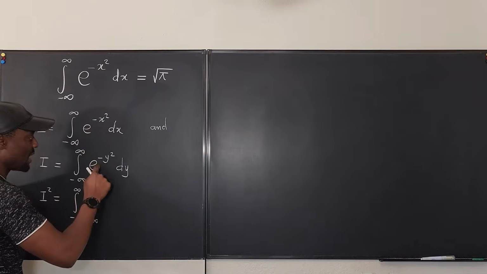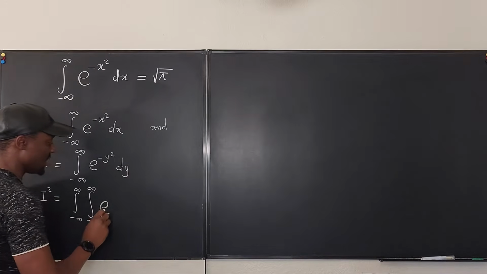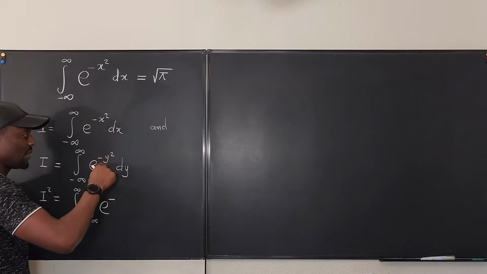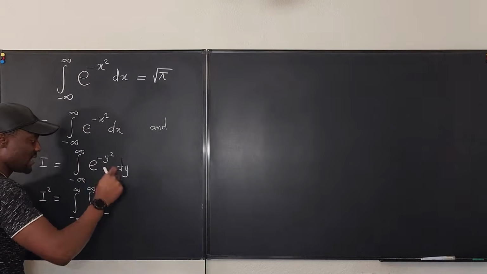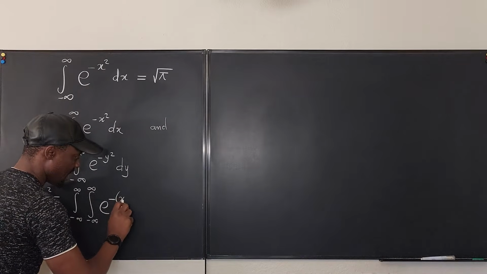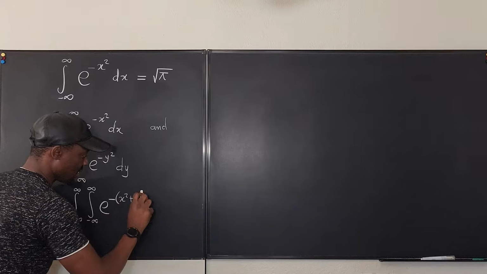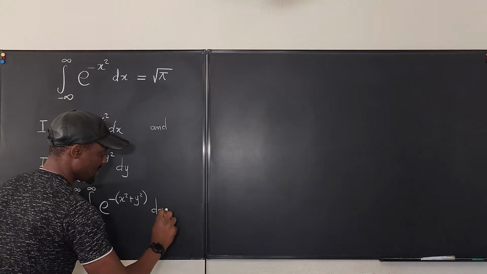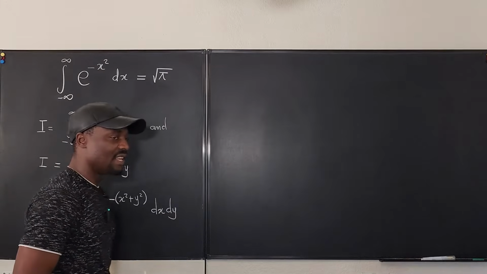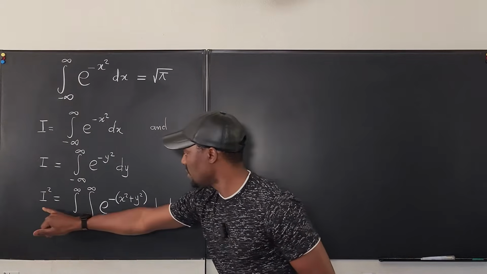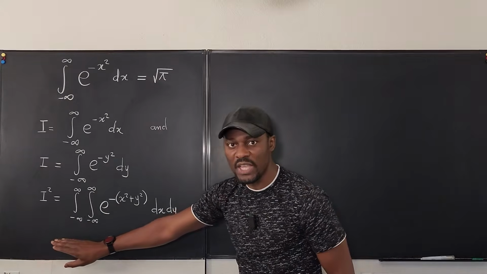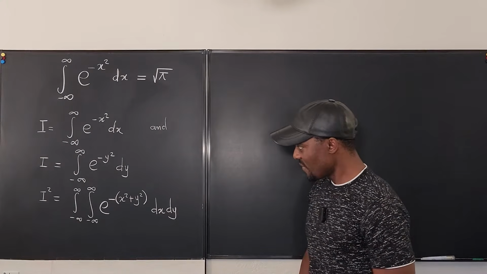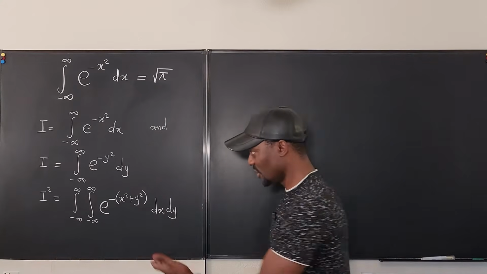Then I'm going to multiply the two functions inside, which is e to the negative. If I have this plus this, negative this plus negative this is going to be negative x squared plus y squared. And it looks like I'm multiplying these two, so it's going to be dx dy. This is what I squared is going to give me. This is what you call a double integral. Okay. I still don't know how to do this.